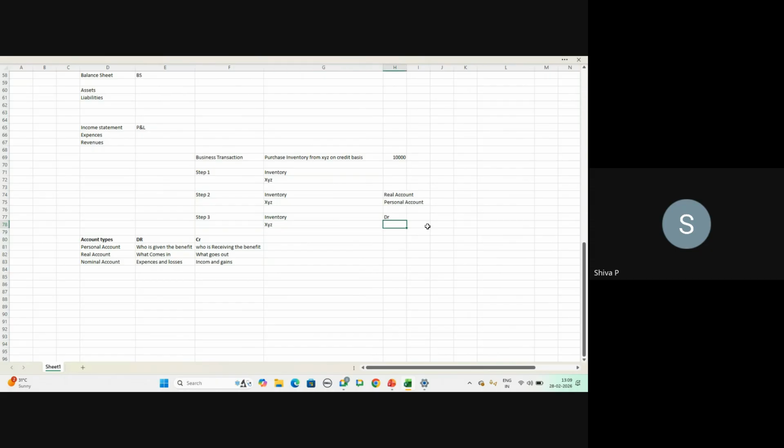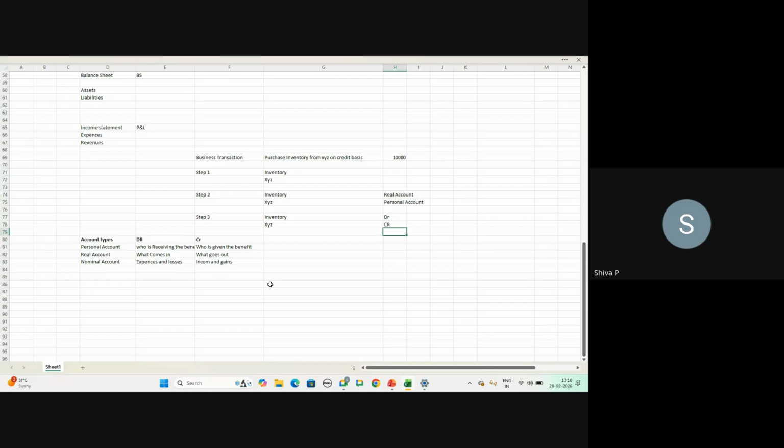Who has given the benefit? As per the personal account, who is given the benefit? Something is wrong? Who is receiving, the debtor? Inventory is coming, okay. XYZ. Think. Who is giving the benefit? Who is receiving the benefit is debit, I think. We'll check once. Real account is debit what comes in, credit what goes out. Personal account is debit the receiver, credit the giver. Both are correct. So one is XYZ. Who has given the benefit? XYZ. This is the credit.